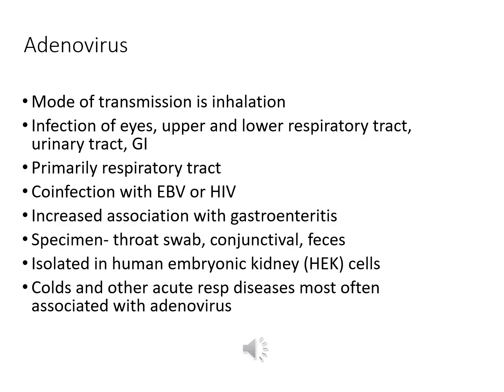You can have a co-infection with Epstein-Barr virus or HIV. It has also increased association with gastroenteritis. So sometimes your specimens can be throat swabs, conjunctival, or feces. Your cell line is usually the human embryonic kidney cells. And again, colds and other types of acute respiratory diseases are going to be associated with adenovirus.